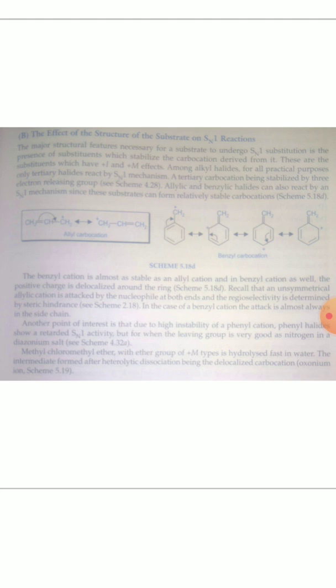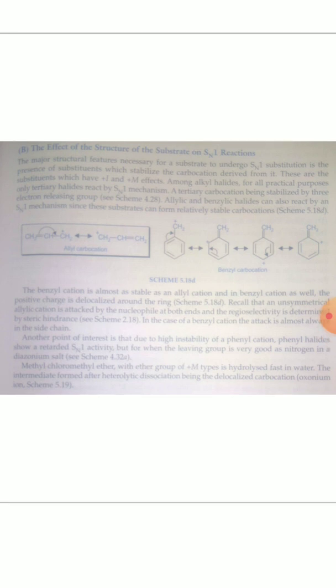Among the alkyl halides, only tertiary halides react by the SN1 mechanism, a tertiary carbocation being stabilized by 3 electron releasing groups. The allylic and benzylic halides can react by an SN1 mechanism since these substrates can form relatively stable carbocations. In these structures, the first is a stabilized allyl carbocation, and the second is a benzyl carbocation.